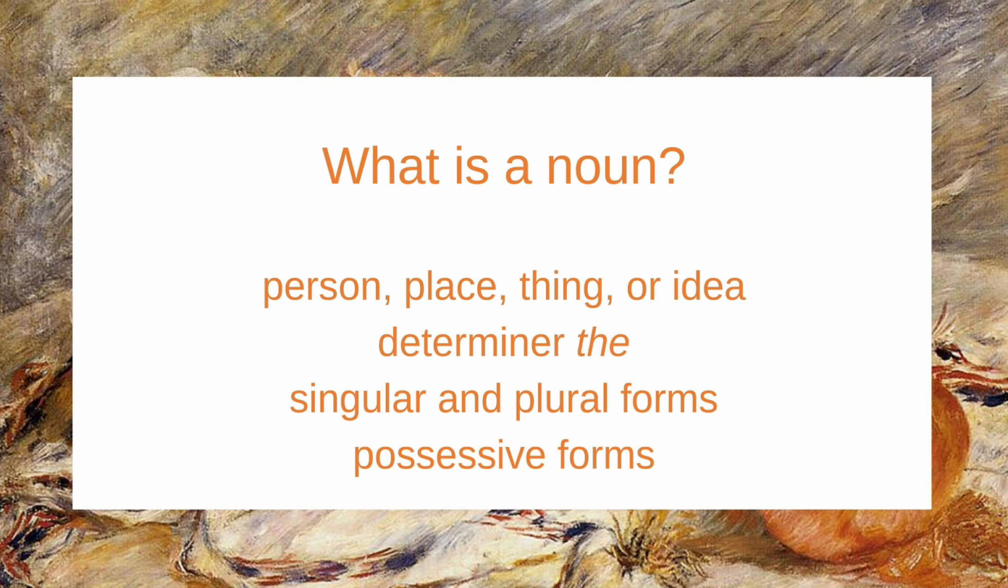So what is a noun? A noun names a person, place, thing, or idea. A noun can take the determiner the. Most nouns have singular and plural forms. Most nouns also have possessive forms.